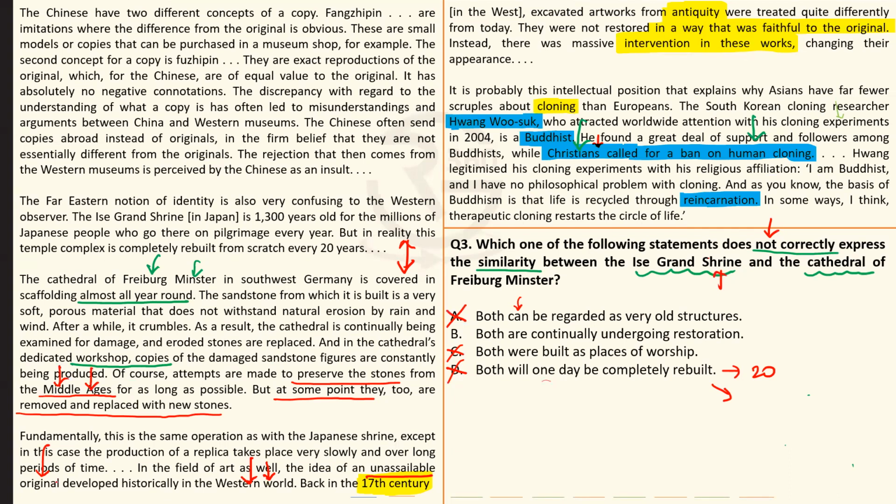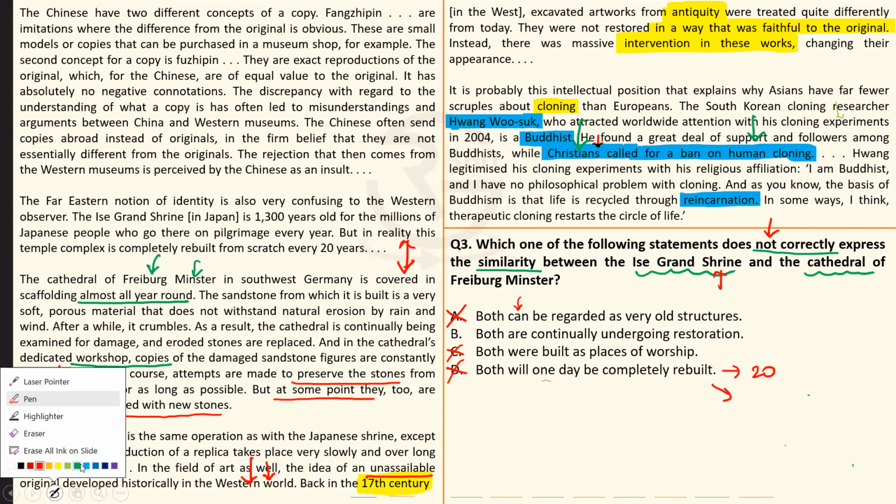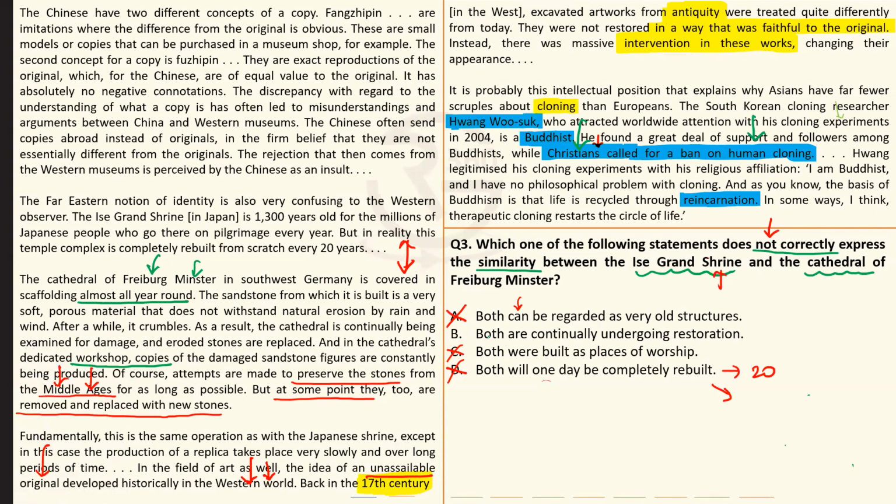So answer becomes B, because it is not true with respect to the Japanese shrine continually undergoing restoration. ये कैथेड्रल के लिए सही है, but continuously restoration मतलब दिन रात कामकाज जापानीज श्राइन पे हो रहा है क्या? नहीं. हर 20 साल में हम उसको तोड़ते बनाते हैं, but whether that job goes on day and night for 20 years, nothing given like that. इसीलिए this becomes the answer. This is not a point of similarity between the two.